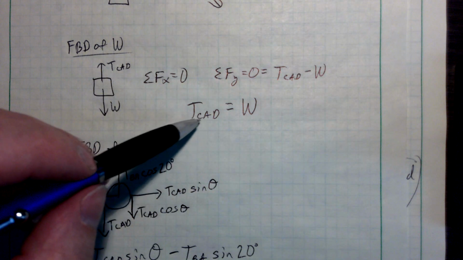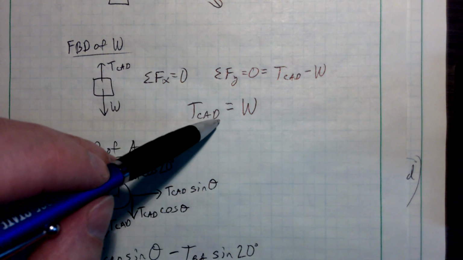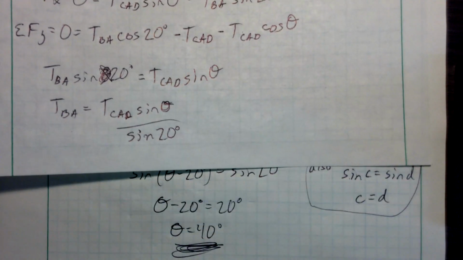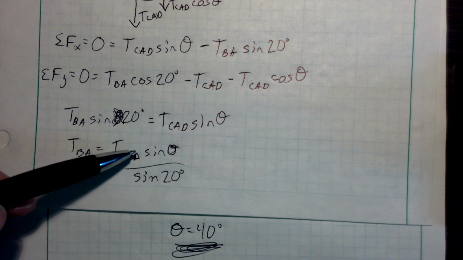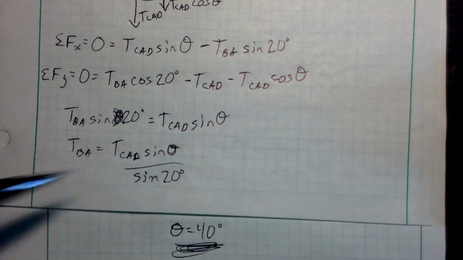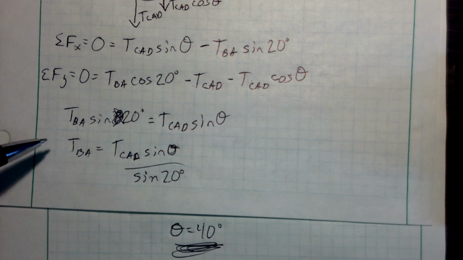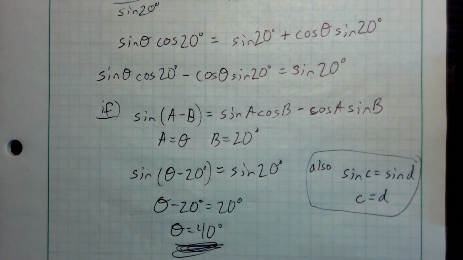We're also trying to find the weight. So the weight here is, again, equal to the tension in CAD. So can I find the tension in CAD? Well, again, I've got two equations, two unknowns. I know the tension in BA is related to the tension in CAD. I now know theta. And I know only one of these can be 80 pounds. The other one has to be less than that. So you can do this a couple of ways now.